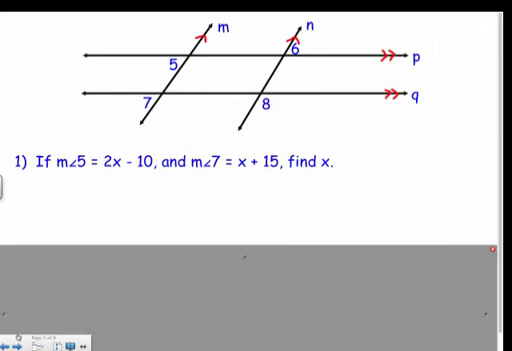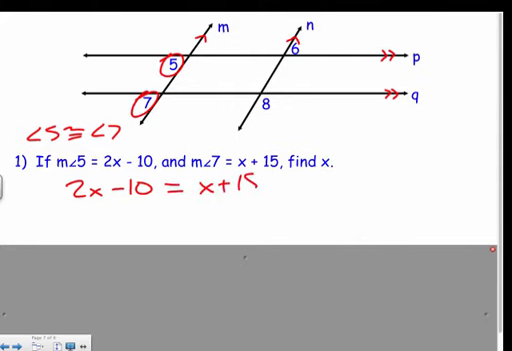All right, let's bring some algebra into play now. If measure of angle 5 is 2x minus 10, and 7 is x plus 15, find x. Well, if I look at 5 and 7, what do I know about them? Bottom left, they correspond, so I know that they are congruent. So I can set these equal, right? So 2x minus 10 is going to equal x plus 15.